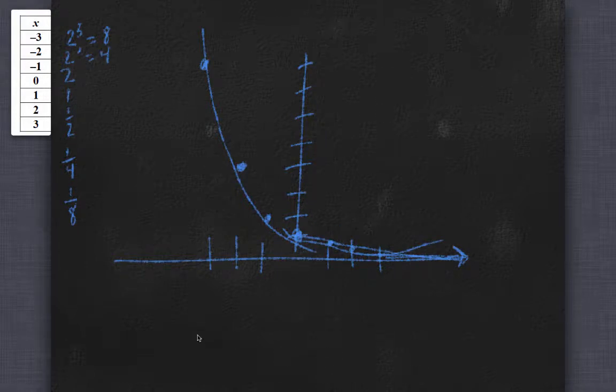So the domain is still all reals. The range is still 0 to infinity. The y-intercept is still 0, 1. The x-intercept still does not exist. There's still a horizontal asymptote at 0, and there's still no vertical asymptote. So all of that looks the same.